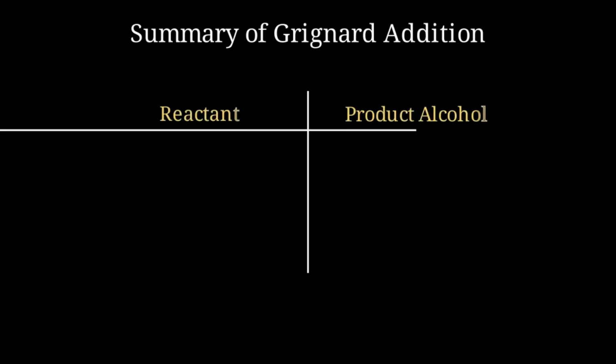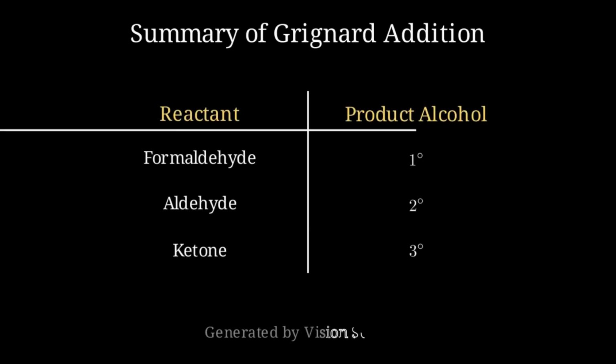In summary, Grignard reagents add to carbonyls to form new carbon-carbon bonds, yielding primary, secondary, or tertiary alcohols after an acidic workup. This concludes our lesson.